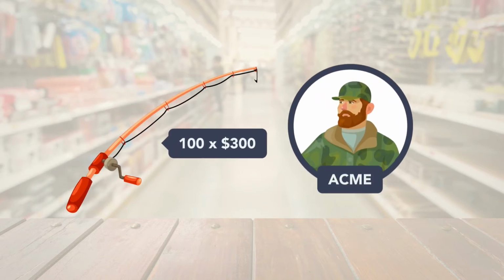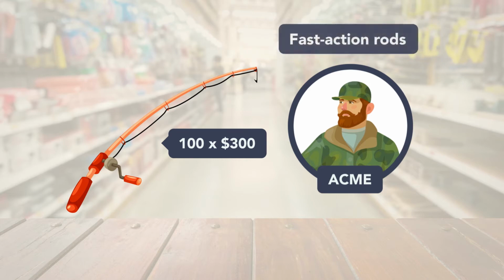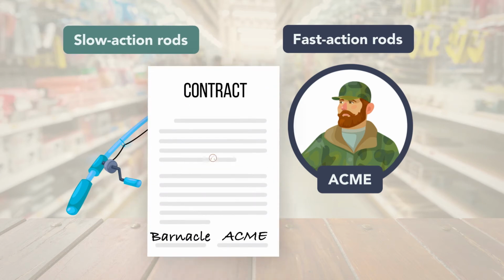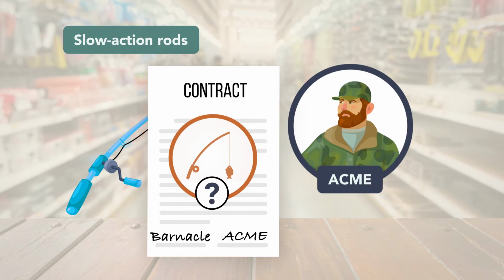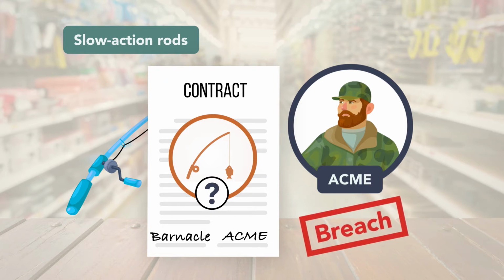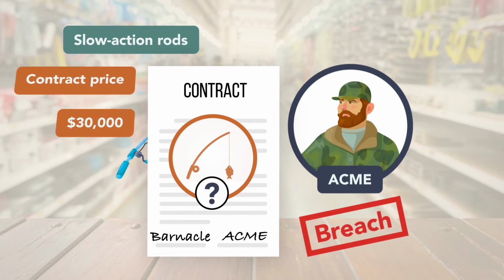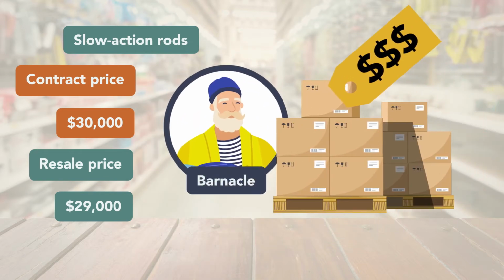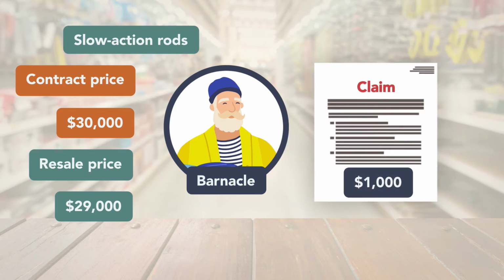Acme orders 100 professional-grade long fishing poles for $300 each from Barnacle's Fishing Gear. Acme wanted fast-action rods, but received slow-action rods. This time, though, a court finds that Acme failed to properly specify the types of rods it wanted, and therefore Acme is in breach for withholding payment for the goods. The contract price was $30,000, and the resale price of the fishing rods to another buyer was only $29,000. After Barnacle resells the fishing rods for $29,000, it can bring a claim for $1,000 against Acme, to be put in the economic position it would have been in had the contract been performed.